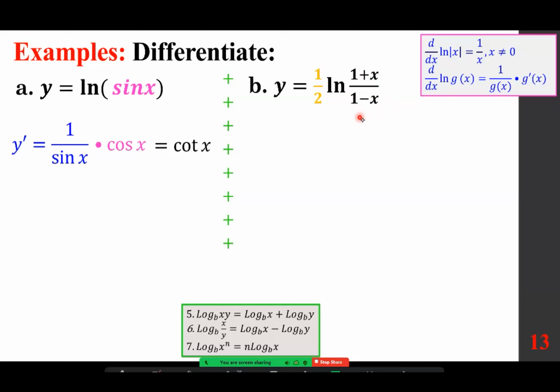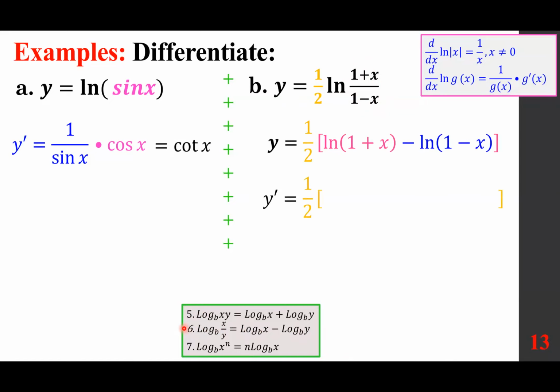So we are going to keep the 1/2, and this is ln of the top minus ln of the bottom, meaning I am using this quotient rule, everybody, number 6. Ln of the top minus ln of the bottom. Now I'm ready to differentiate, so I'm going to call it y prime. And the 1/2 doesn't go away. So I'm going to carry the 1/2.